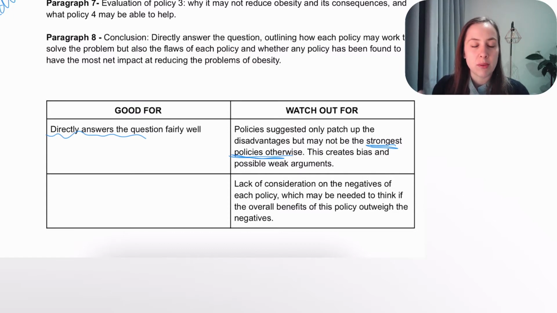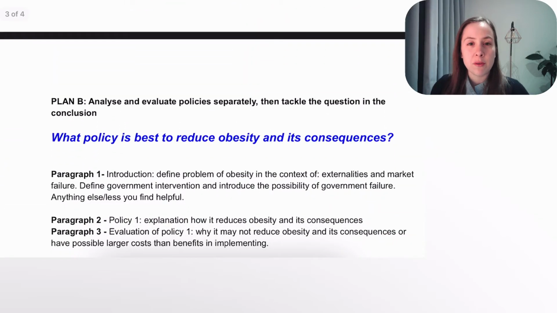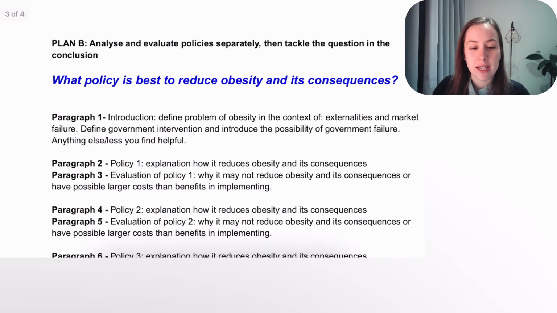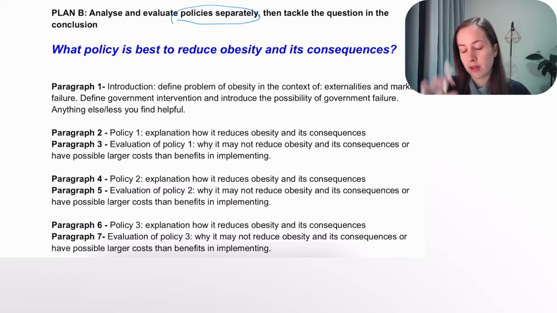So your essay could be a bit biased, and the conclusion can be a bit biased because it's based on flaws. So there's a lack of consideration on the negatives and the positives of each policy. So then you might want to do a plan B, which is the strategy of just take each policy separately, argue each of them as neutrally as possible, look at both sides of the story, and then in the conclusion start to answer the question.